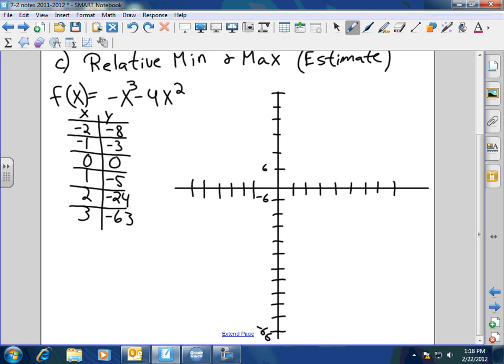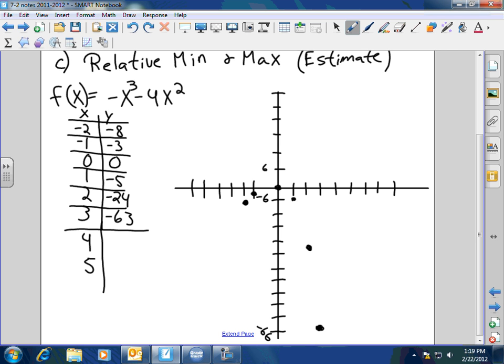All right, let's see what we got. Negative 2, negative 8. So that's about right there. I got negative 1, negative 3, so it's about right here, the halfway point. 0, 0. 1, negative 5. It's about right there. We got 2, negative 24. And then we got 3, negative 63, so that's all the way back down here. And the student who said we need more points is absolutely right.